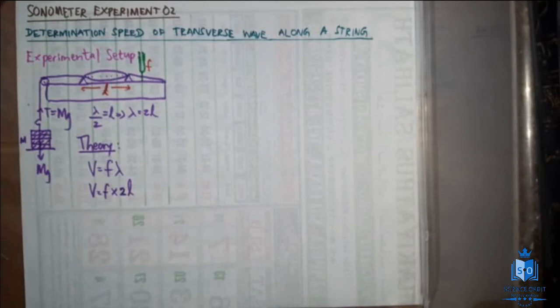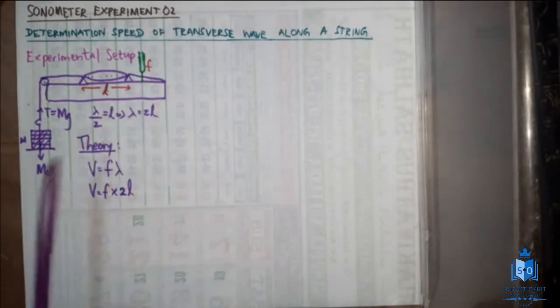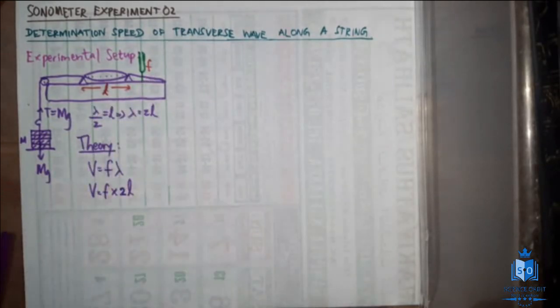Now, there is a small issue. Both F and L are on the same side. So, both F and L can't be the variables. You will have to take one to the other side, and you can see F is our independent variable because F is under our control.